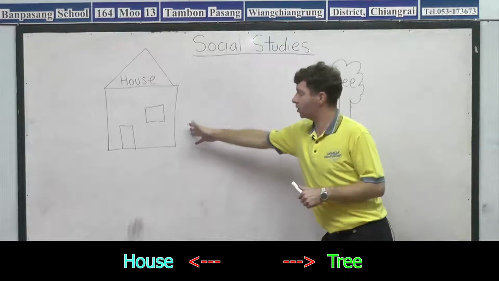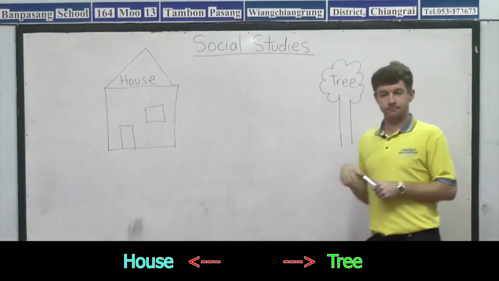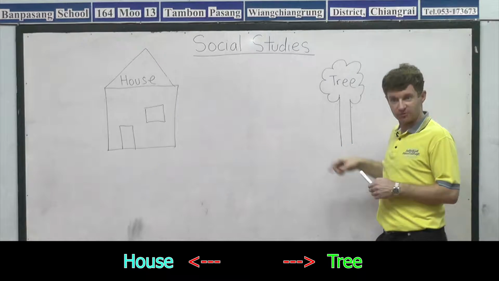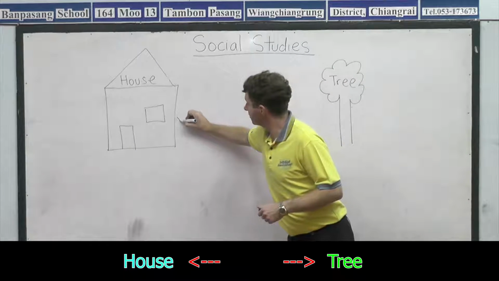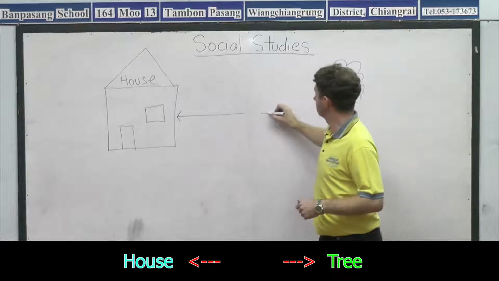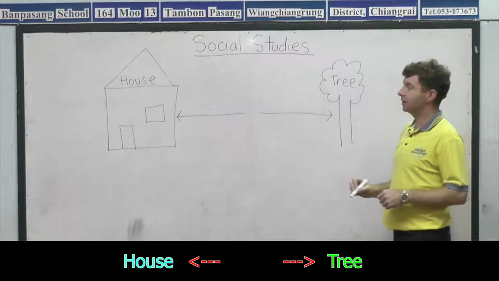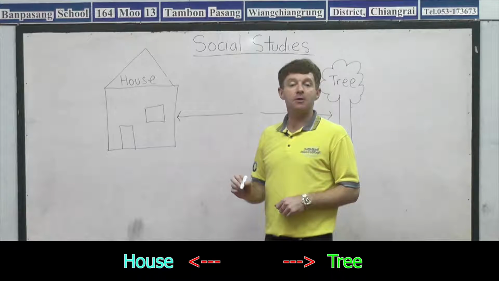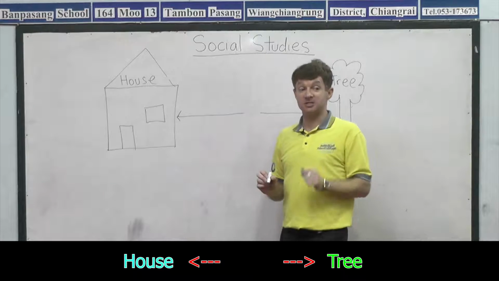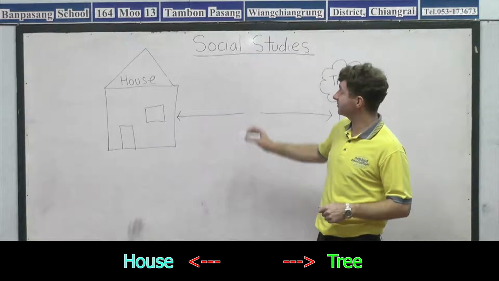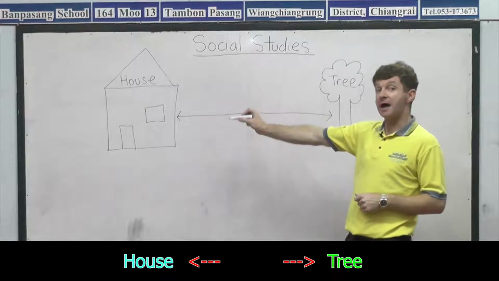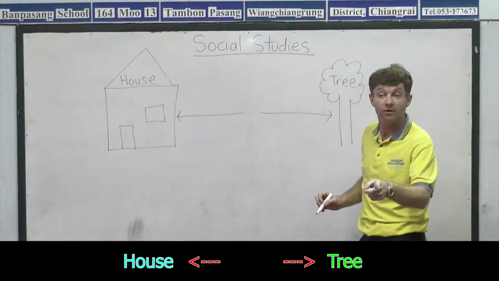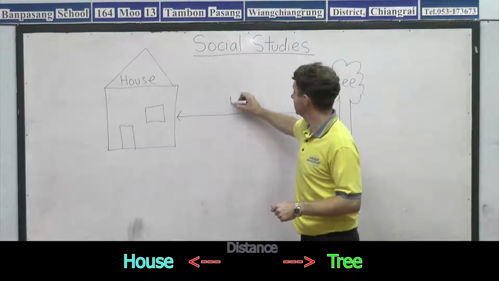And what do we call the gap in between? We have a space. Space from the house to the tree. Do you know what we call this space? Beginning with D. Distance. Excellent. Well remembered, guys. The space from the house to the tree is what we call the distance.